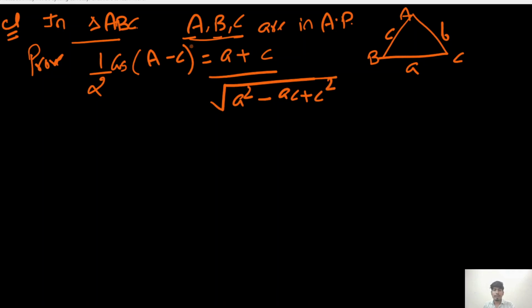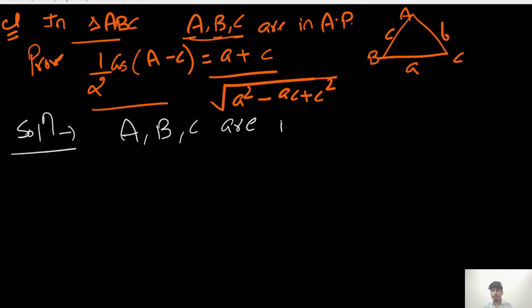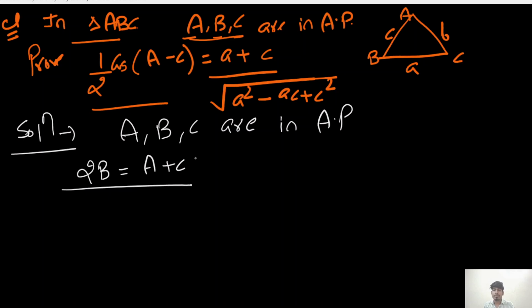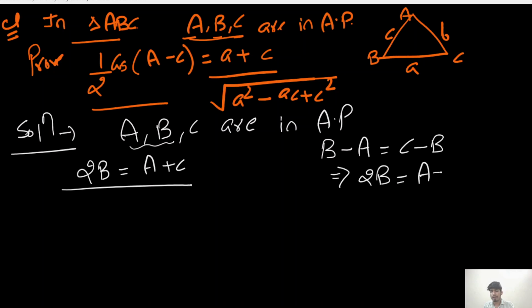Then we take either LHS or RHS and we have to prove this. Okay, we take RHS. So, solution of this. First, it is given that angle A, angle B, angle C are in AP. Okay students, then we know in AP 2B is equal to A plus C. If you ask why, the answer is B minus A is C minus B, because the common difference is the same in AP. Then we get 2B is equal to A plus C.